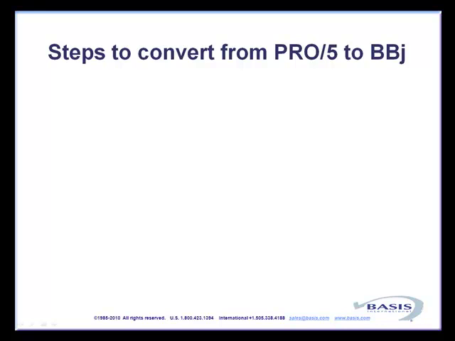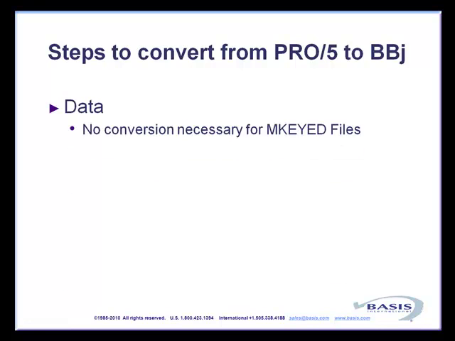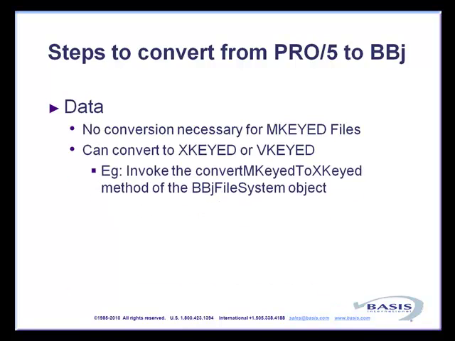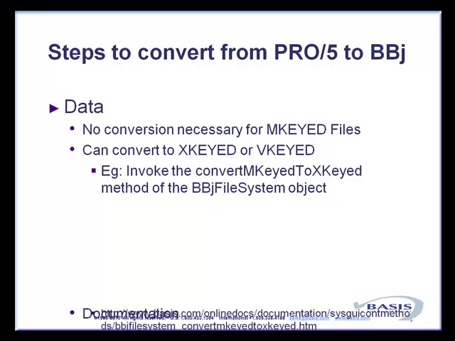So let's look at the steps we took some 10 years back to convert from Pro 5 to BBJ. Firstly, on the data front, there was no conversion necessary for the XKeyed file structures. One merely places BBJ services in control of the data. We can convert to XKeyed or VKeyed file formats, for example invoking the convert XKeyed to XKeyed method of the BBJ file system object. That allows us to convert seamlessly from an XKeyed to an XKeyed file, and it automatically creates a backup of the original XKeyed file for us.